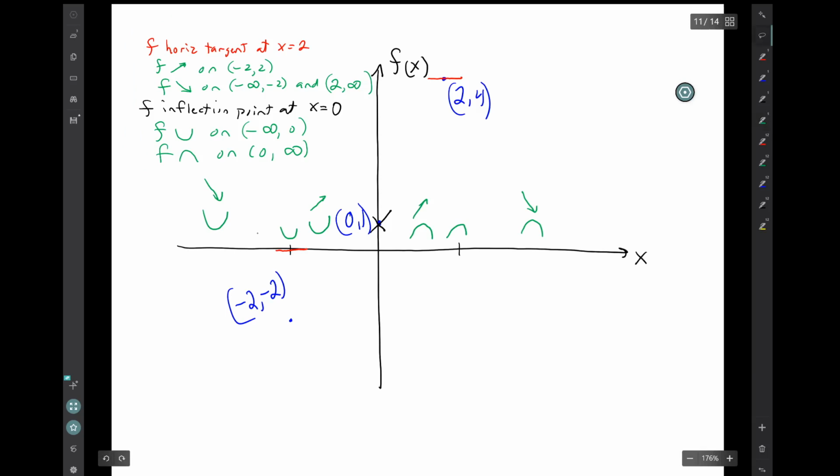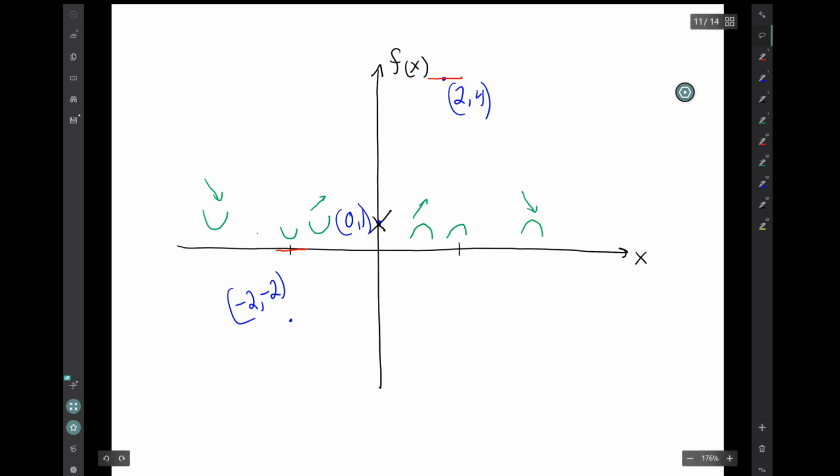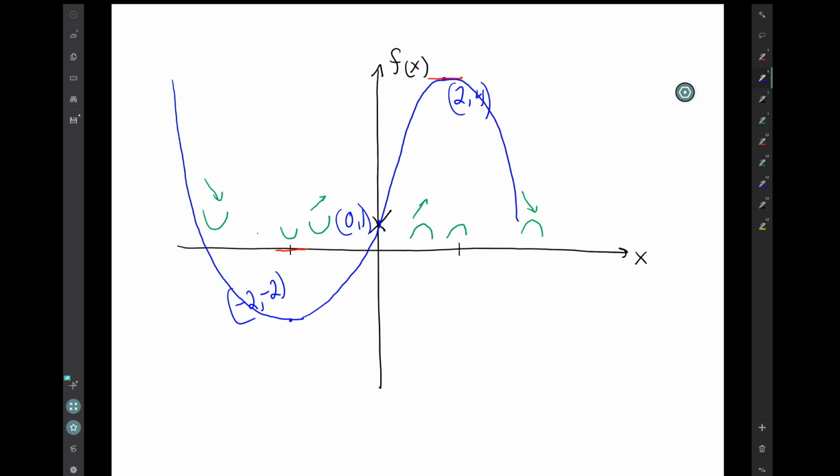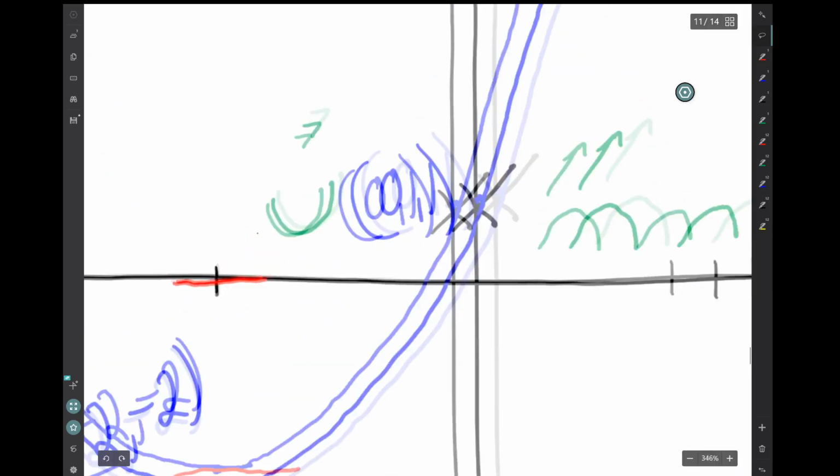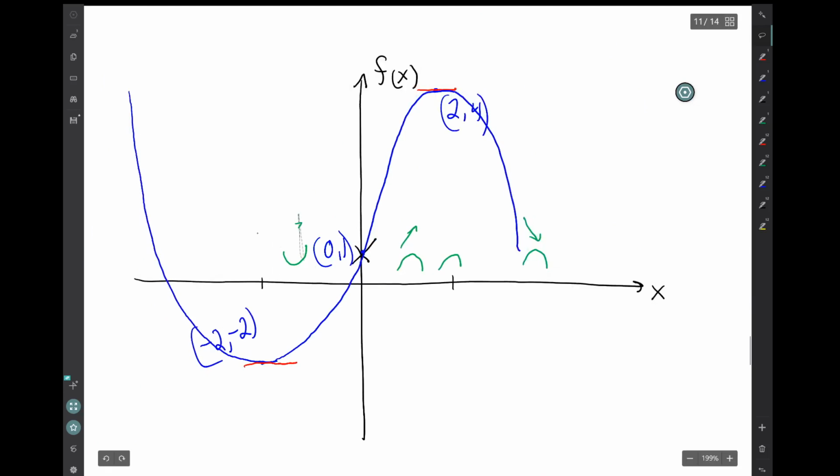Now that I've got all that stuff put on the axes, I'm going to get rid of these sentences. And we're ready to draw our graph. Now notice the mistake that I made earlier. This red horizontal tangent line should be at the point that we knew was going to be on the graph. And there's the graph of our function. Now we can clean it up by getting rid of a bunch of the marks. And there's our cleaned up graph.